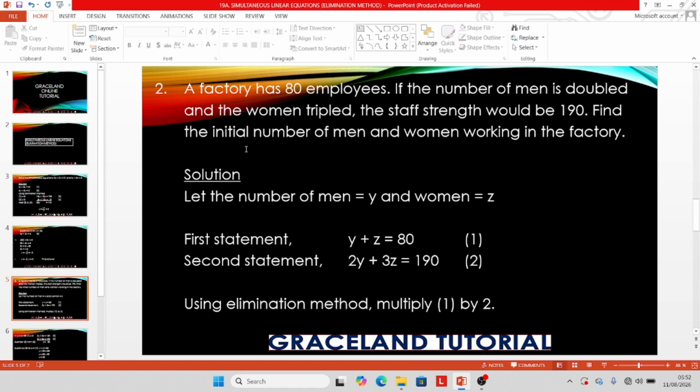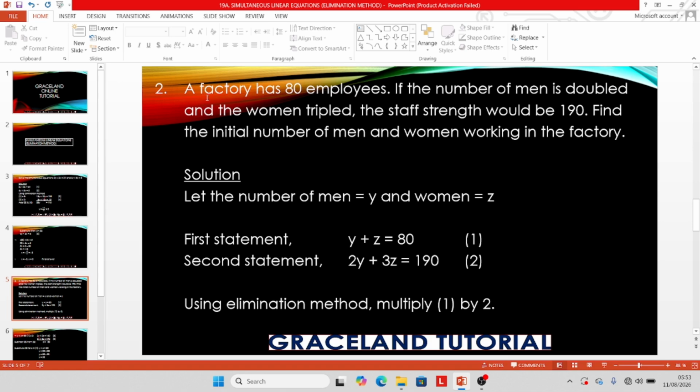The first thing we have to do is to analyze the question. Now, let's assume that the number of men is y and the number of women is z, since we were not given the actual number of men and women. So let's represent that with any letter. So we have represented the number of men by y and then the number of women by z.